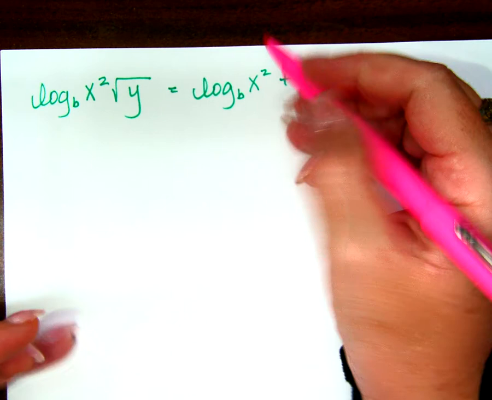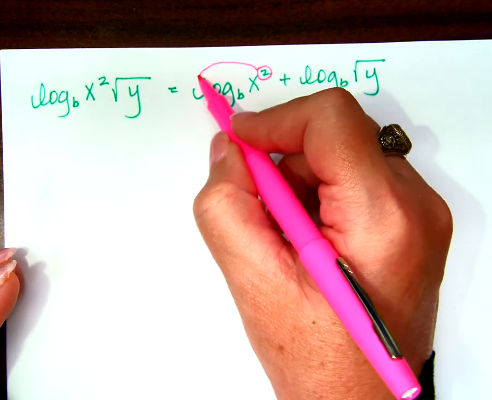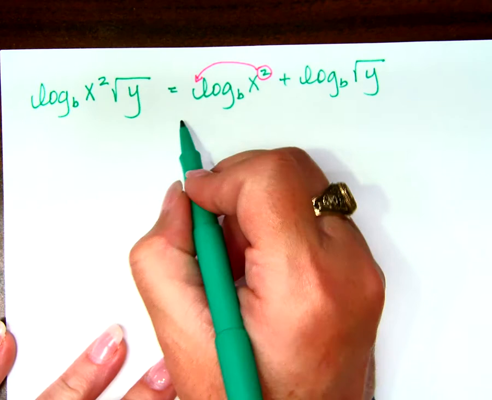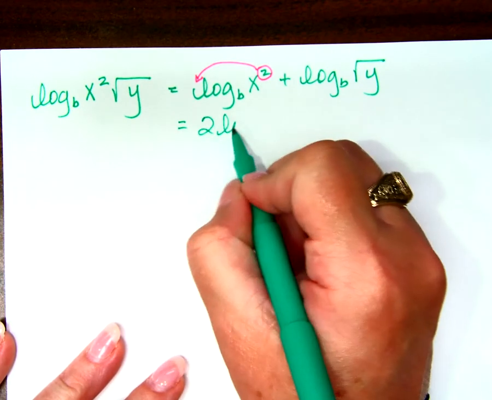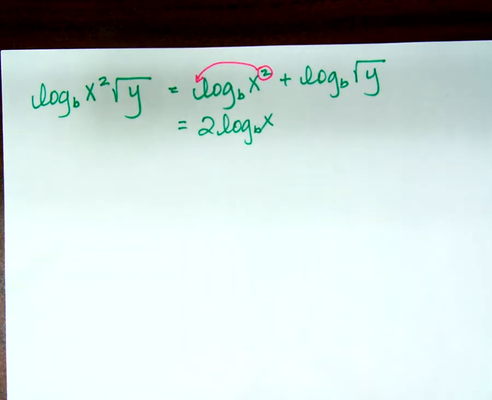Well, I have an exponent inside my log. Can I have that? So it goes down in front as a multiplier, right? Good. So 2 log base b of x. What about this one? Is that as simplified as it can get?